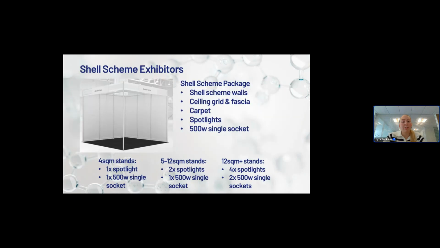For shell scheme exhibitors, this is what you get with your stand. So you get the shell scheme walls, obviously the ceiling grid and fascia, which has got your name board on it, the carpet, and then spotlights and power sockets. And the amount of power sockets and spotlights depends on how big your stand is. So you can see at the bottom there the different sizes and how many spotlights and power sockets you get with the stand, depending on the size.